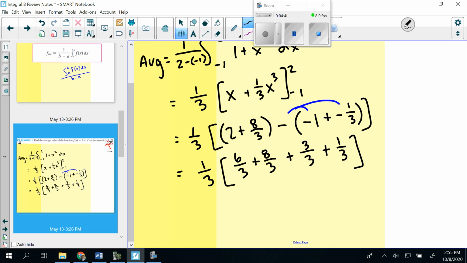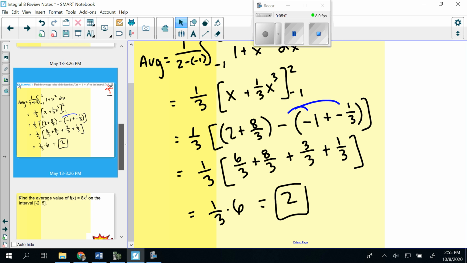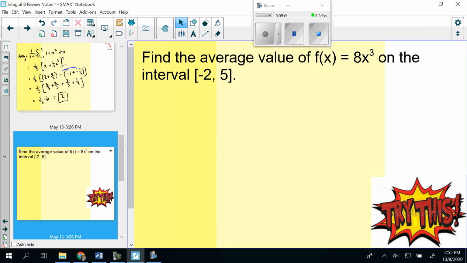So 6 plus 8 is 14, plus 3 is 17, plus 1 is 18. Looks like we get 18/3. And 18/3 is just the same as 6. 18 divided by 3 is 6. 1/3 of 6 is going to be 2. So the average value of this one is 2. Across that graph, the average would be 2. All right, once you pause the video, try this one out on your own, see what you get.